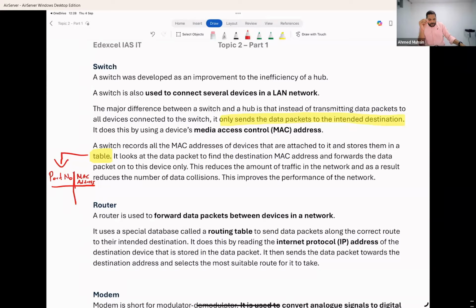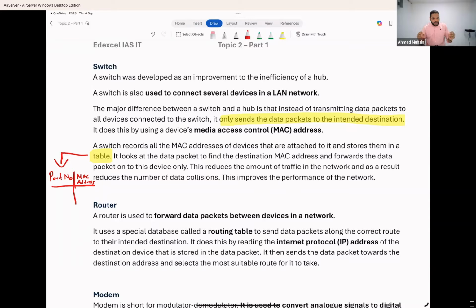Keep reading it. It looks at the data packet to find the destination MAC address and forwards the data packet onto this device only. This reduces the amount of traffic in the network and as a result, reduces the number of data collisions. This improves the performance of the network. Everyone okay with this? Now, guys, do you all know where to use a hub, where to use a switch?